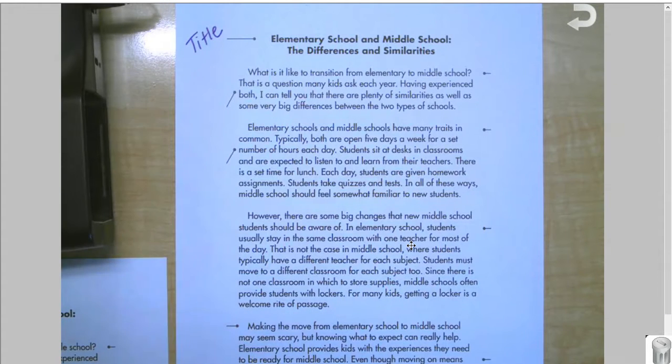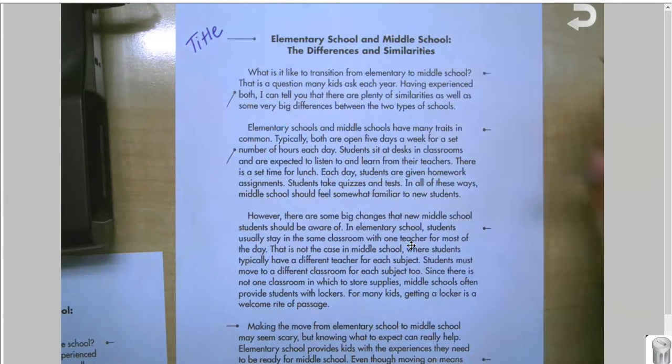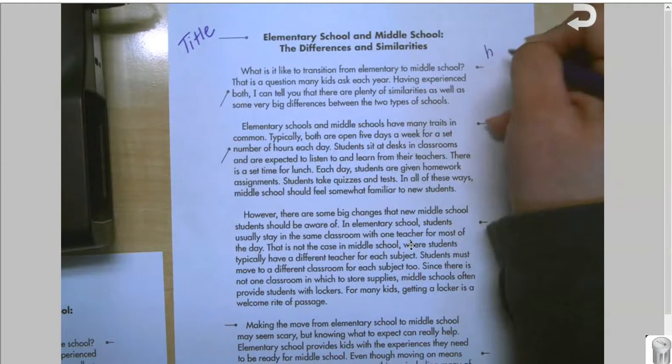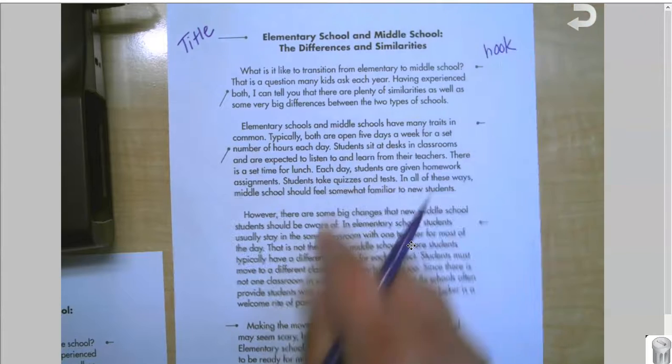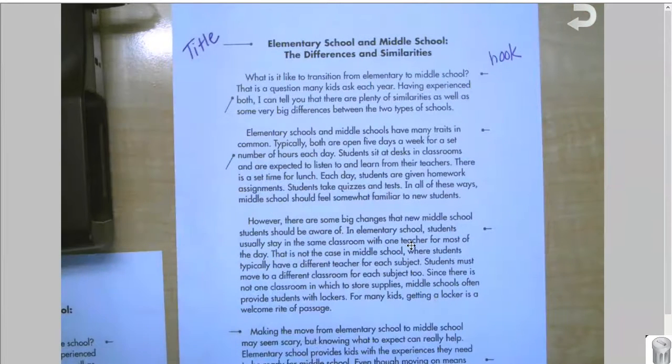So here we go. It starts off saying, what is it like to transition from elementary to middle school? That is a question many kids ask each year. Having experienced both, I can tell you that there are plenty of similarities as well as some very big differences between the two types of schools. So you notice here that we have a hook. And their hook is beginning with a question.